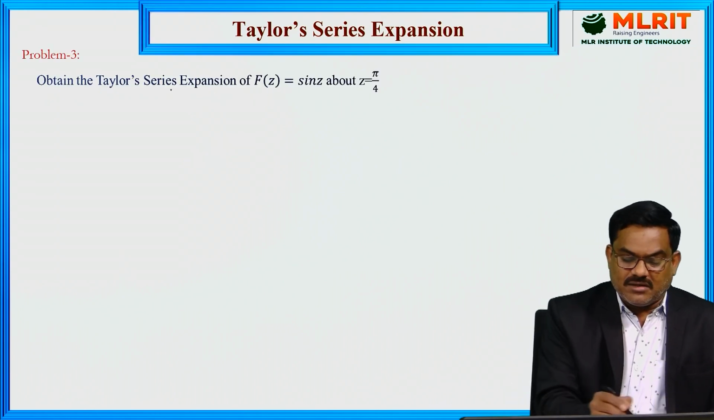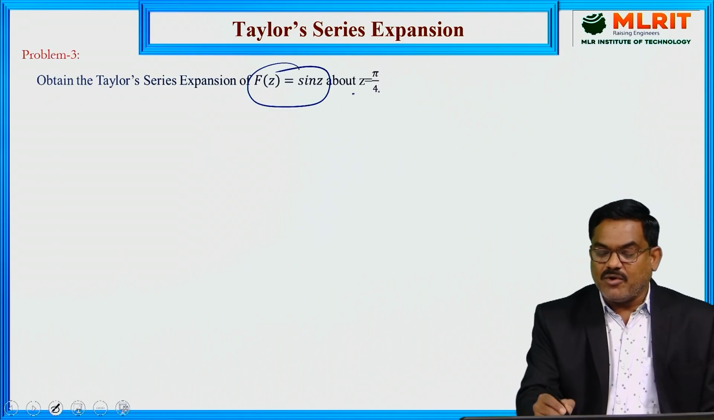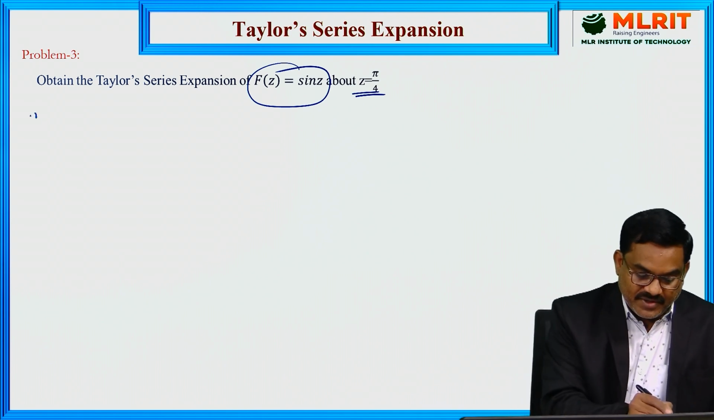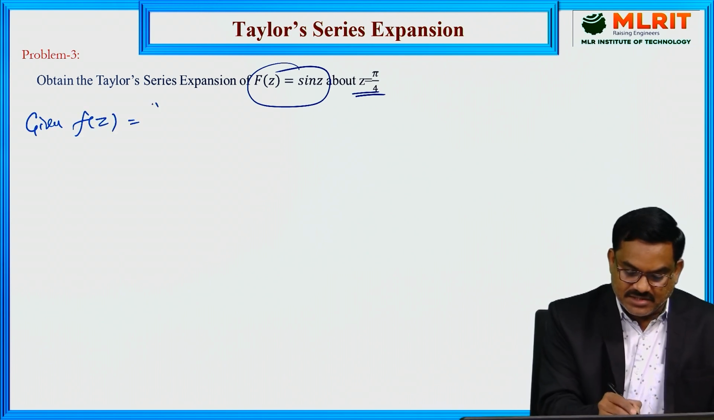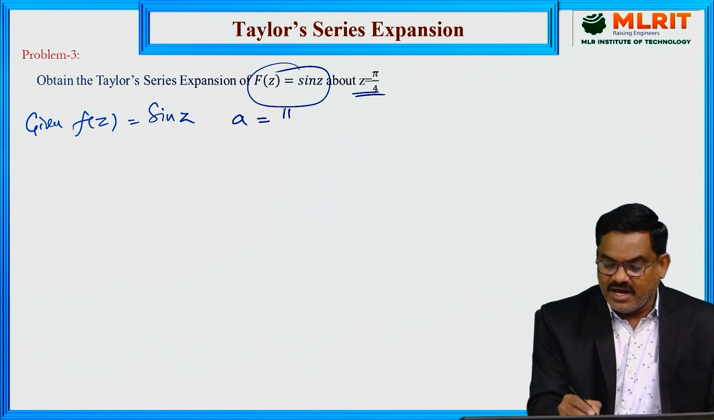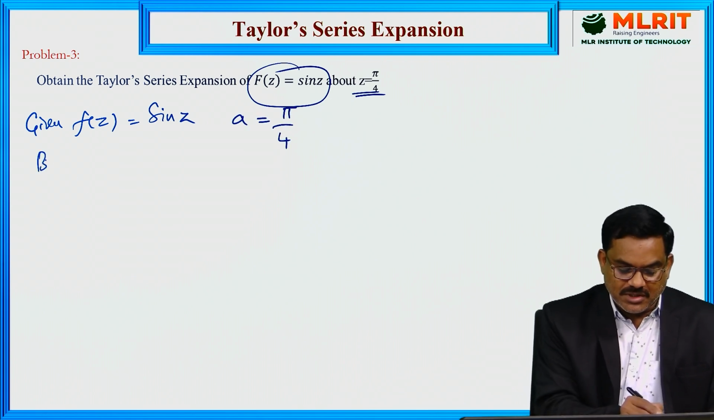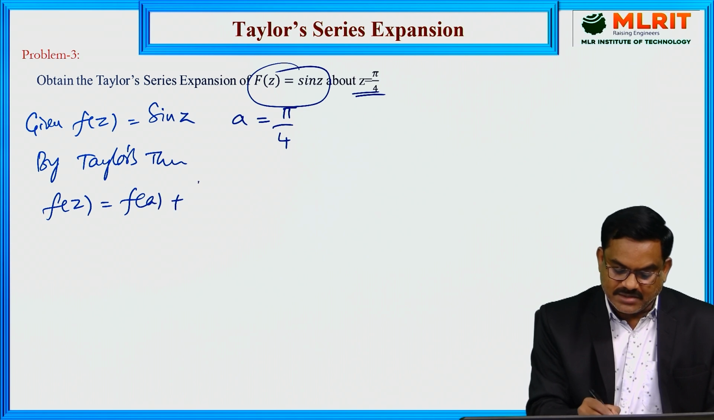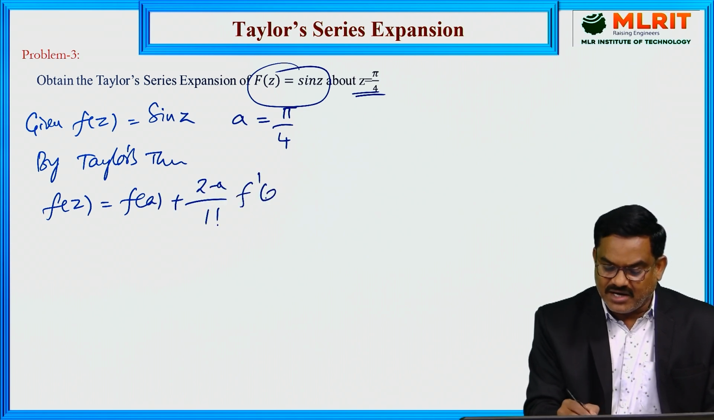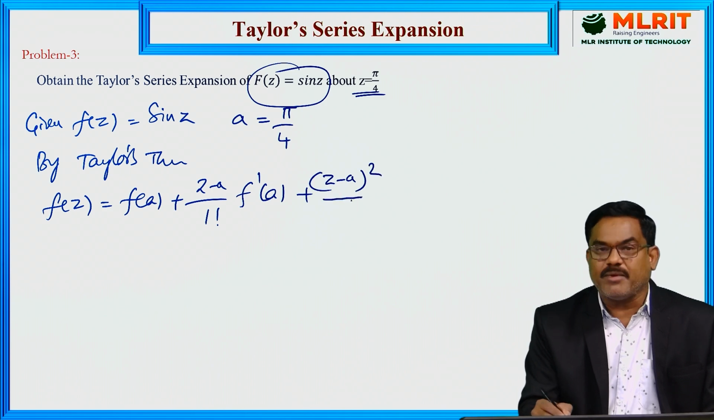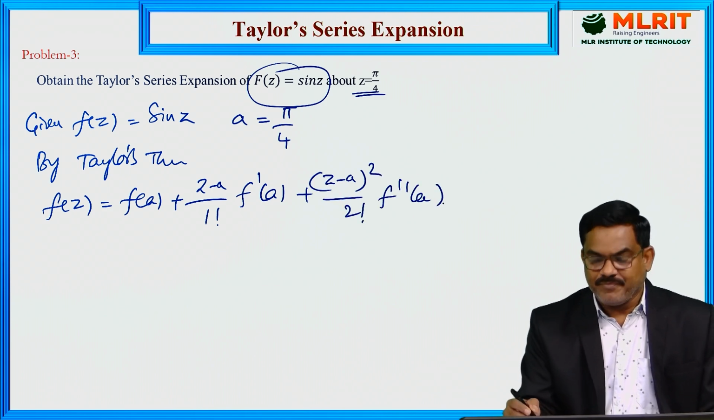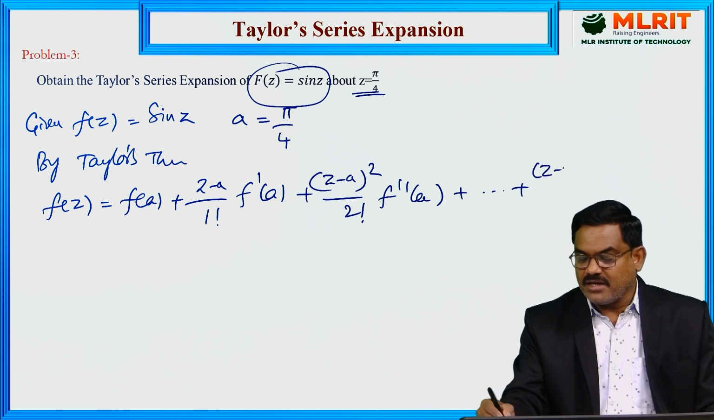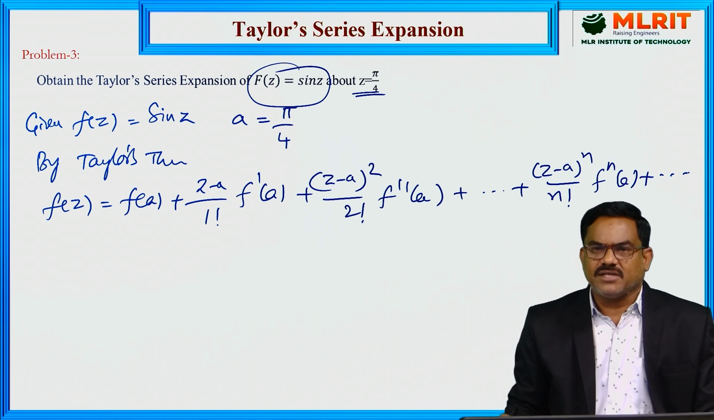Similarly, let us find the Taylor series expansion of sin z about z equal to pi by 4. So here the given function f(z) is sin z and the value a is pi by 4. Now let us use Taylor's theorem statement. By Taylor's theorem, f(z) equal to f(a) plus (z minus a) by 1 factorial f dash a plus (z minus a) whole square by 2 factorial f double dash a plus so on, plus (z minus a) power n by n factorial f power n of a plus so on. It's an infinite series expansion.